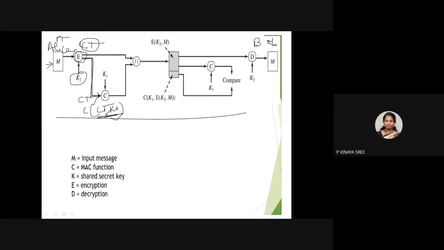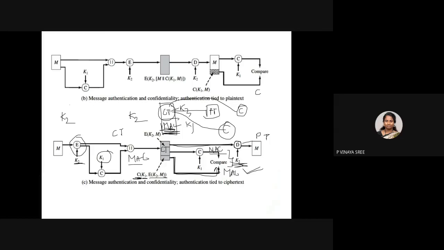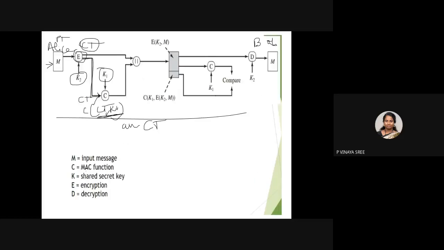So is authentication tied to ciphertext or plain text? I am asking. Ciphertext. Yes, ciphertext. Why? Because for this MAC, we are giving one message as the ciphertext and the other one is K2. This diagram is the same, but I thought of asking you the question, so I kept it separately.